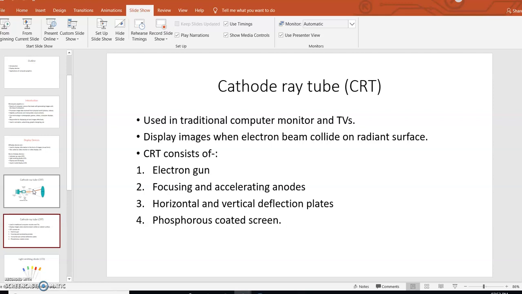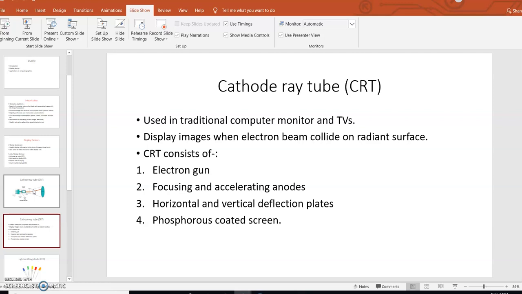Basically, if you consider the components of CRT, it consists of an electron gun, which continuously emits a stream of electrons, then focusing and accelerating anodes, then horizontal and vertical deflection plates, and phosphor coated screens. Its basic principle is that the electron beam passes through the accelerating and focusing anodes, then goes through the vertical and horizontal deflection plates, and falls on the fluorescent surface, and it creates a pattern on the television or computer monitor.